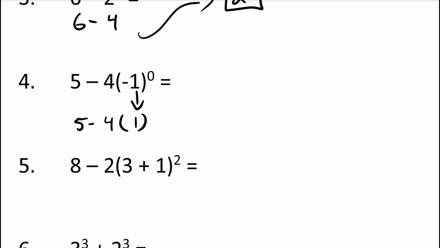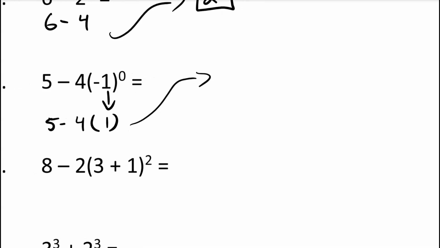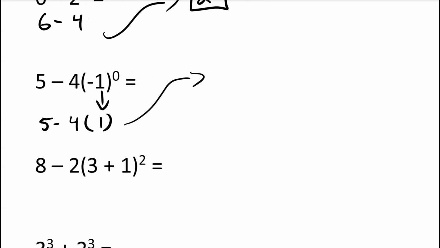The next thing that we want to do is we're going to have our multiplication. 5 subtract stays where it is, and 4 multiplied by 1 just becomes 4. Now 5 subtract 4 equals 1, and that's our final answer.